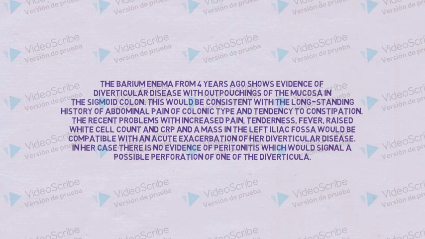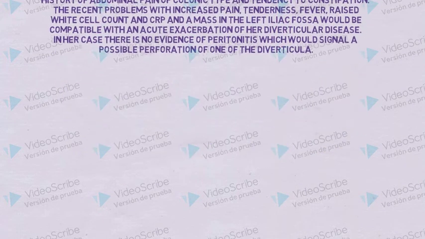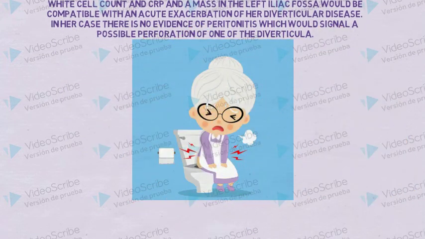The recent problems with increased pain, tenderness, fever, raised white cell count, and C-reactive protein, and a mass in the left iliac fossa will be compatible with an acute exacerbation of her diverticular disease. In her case, there is no evidence of peritonitis, which would signal a possible perforation of one of the diverticula.